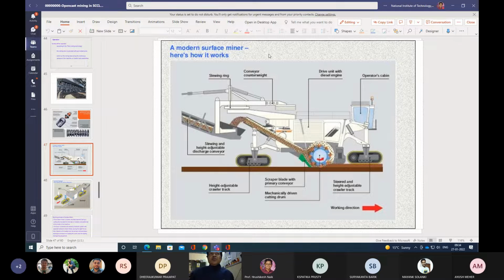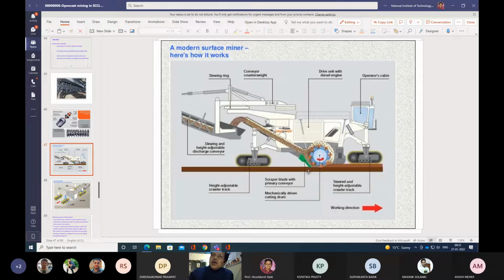A modern surface miner, how it works. You just see. As I have told, this is the front crawler and this is the back crawler. In between, your cutting drum is there. This is the cutting drum. The red color arrow shows the direction of cutting.